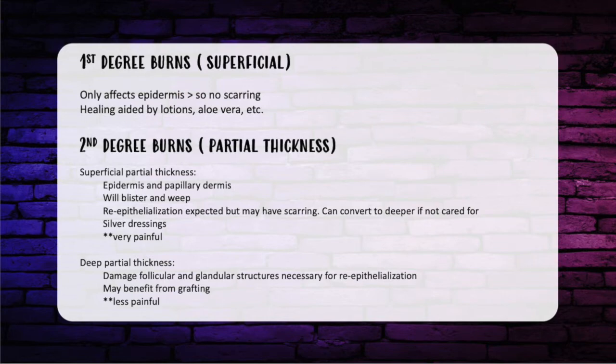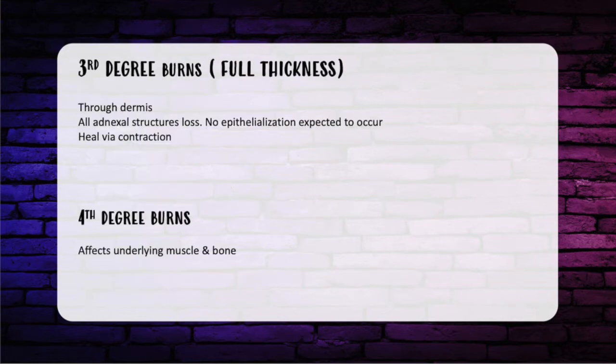A deep partial thickness is the epidermis and the deeper portion of the dermis, including the follicular and glandular structures that are needed for epithelialization. So these burns will benefit from grafting. Next is a full thickness burn, also known as a third degree burn, and that's through the entire dermis. All adnexal structures are lost. There's no epithelialization that's expected to occur.